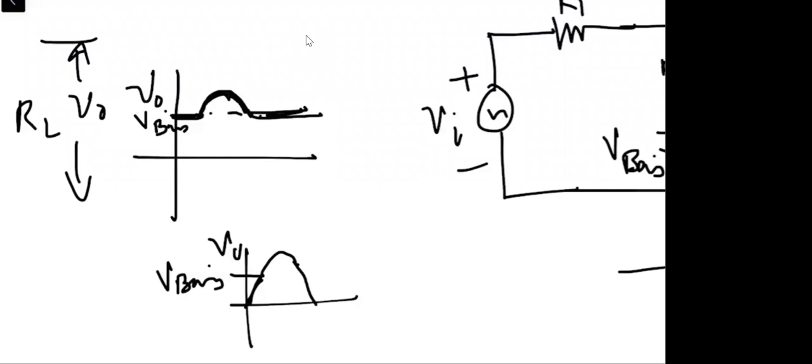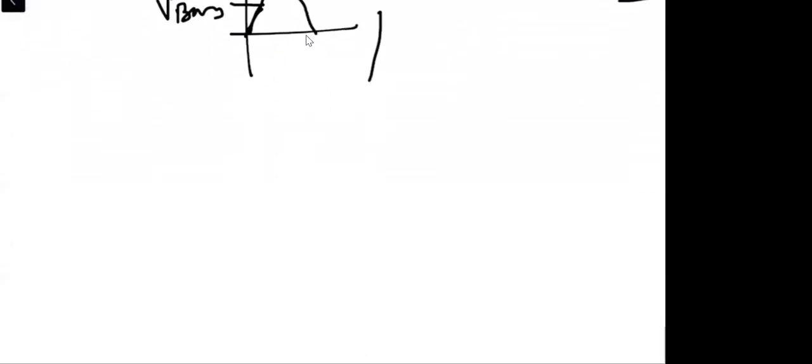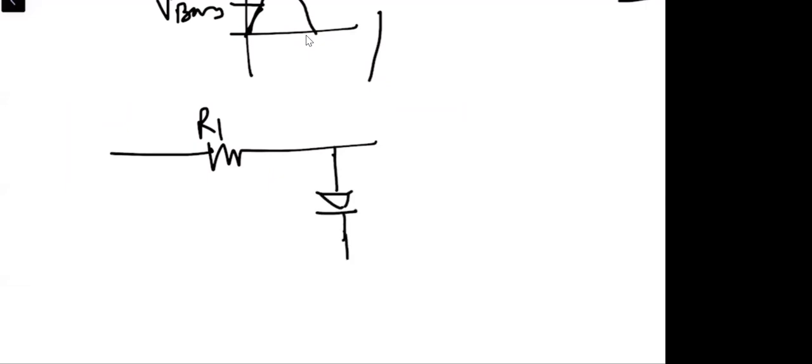Okay, we change the direction of the diode as well as the biasing potential V bias, and we will see what will happen now. Now let's see, we have R1, we have the diode, and we have the V bias.